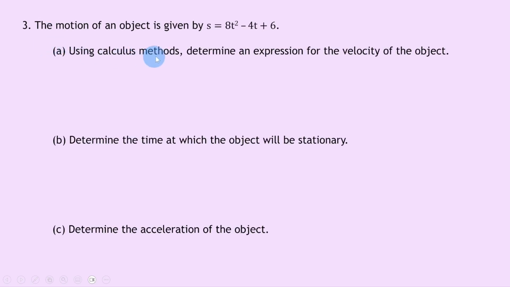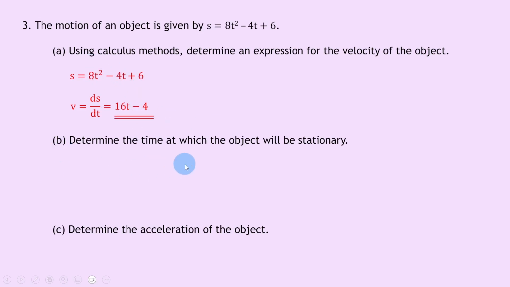Question 3 says the motion of an object is given by s equals 8t squared minus 4t plus 6. Part A says using calculus methods determine an expression for the velocity of the object. Well, again, starting with the displacement s, we have s equals 8t squared minus 4t plus 6, and to find velocity we can use v equals ds by dt, i.e. velocity is a rate of change of displacement, so we want to differentiate this with respect to time, so we bring the power down and multiply it, so that becomes 16t minus 4.